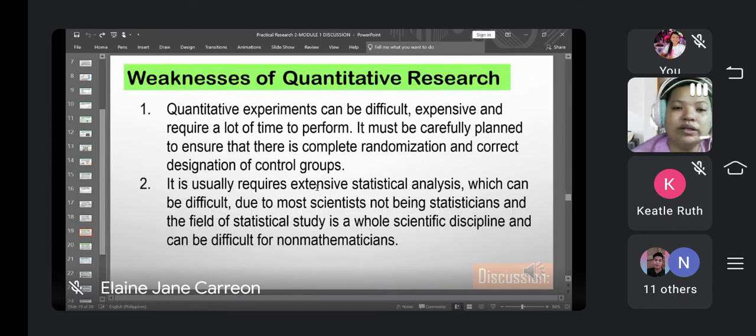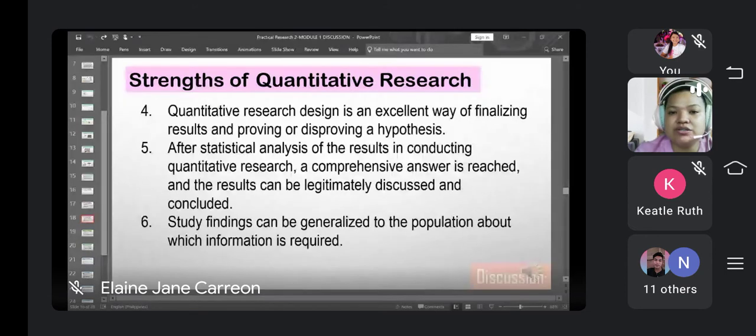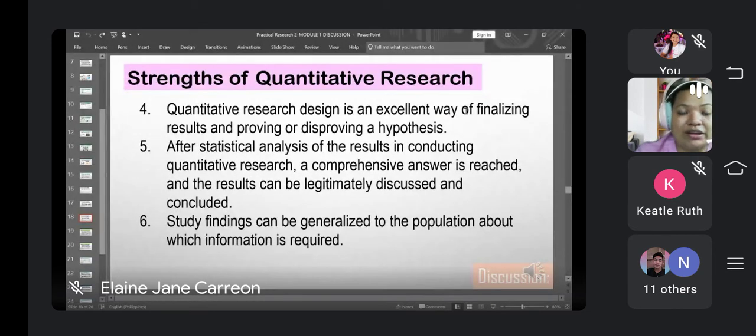Next, quantitative experiments can be difficult. Number 4 pala tayo. Quantitative research design is an excellent way of finalizing results and proving or disproving hypotheses. Ang kaibahan ng quantitative research, isa sa mga kaibahan niya, ang quantitative research ay may hypothesis, ang qualitative wala siya. Assumption na sa qualitative. Okay, kung natatandaan niyo ba yun.